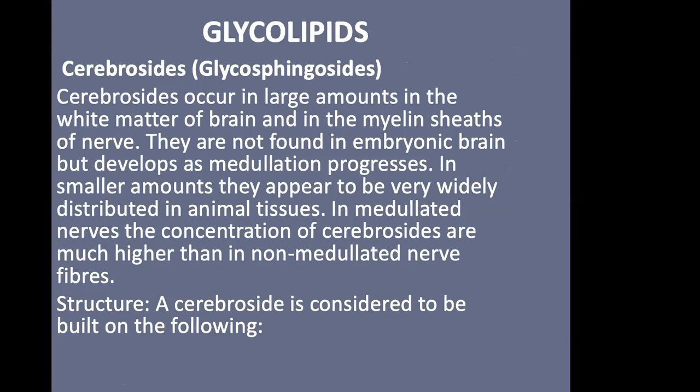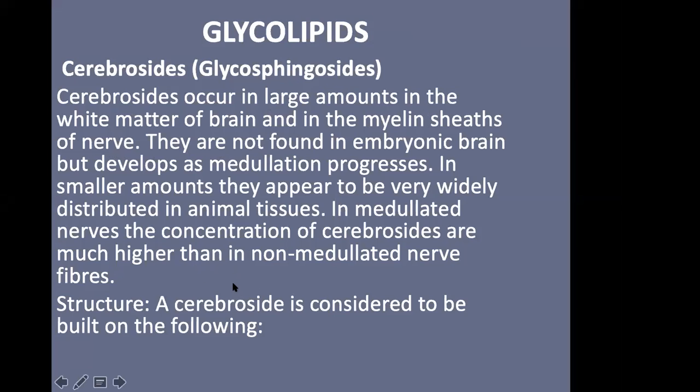Now, glycolipids: cerebrosides, glycosphingosides, these are three names. Cerebrosides occur in large amounts in the white matter of the brain and in myelin sheaths of nerves. They are not found in embryonic brain but develop as the myelination process occurs. In smaller amounts, they appear to be very widely distributed in animals.